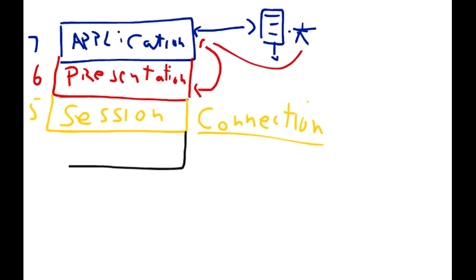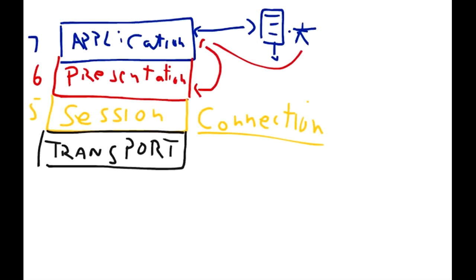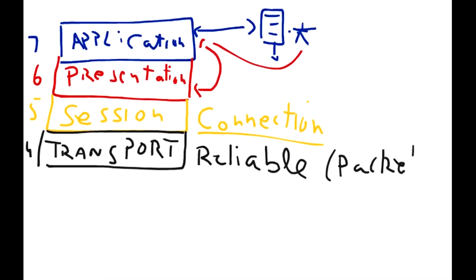And under the session layer, we have got another layer which facilitates the session layer, and that layer is called the transport layer. The main purpose of the transport layer is reliable sending of data packets between nodes. So its main purpose is to send the data packets between two nodes. It converts the data into packets, and its main purpose is to send them reliably to the other node.